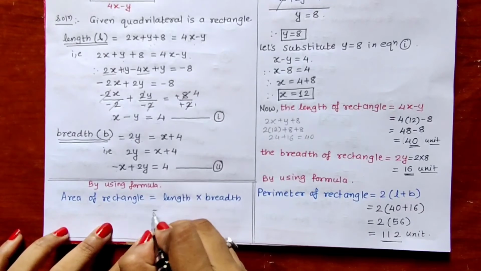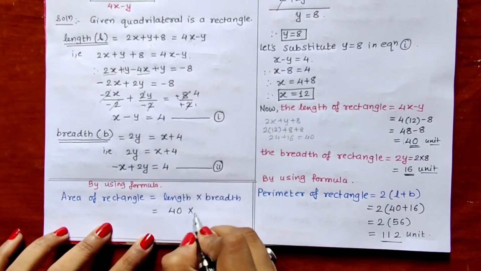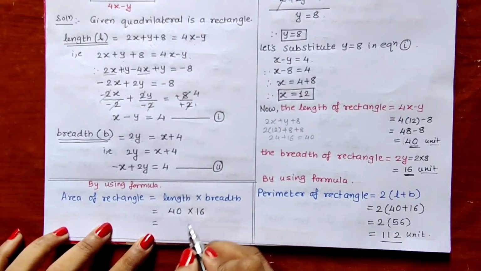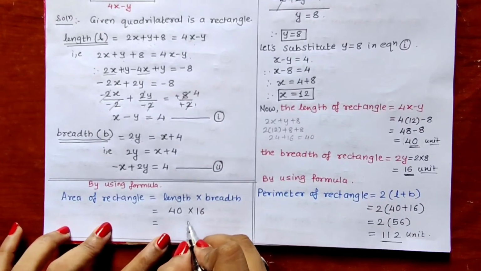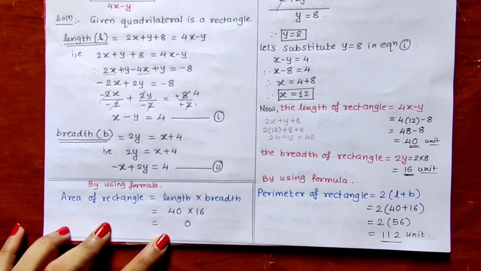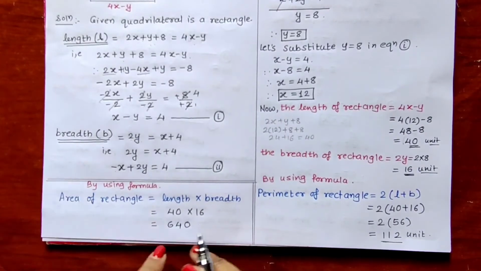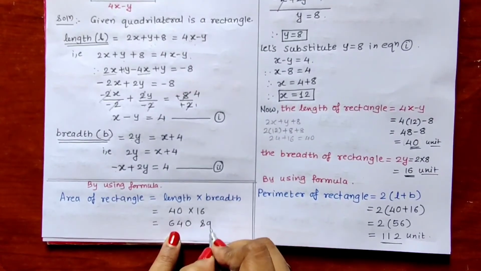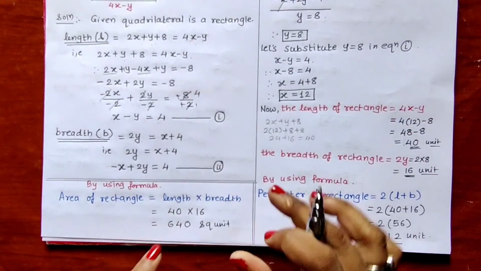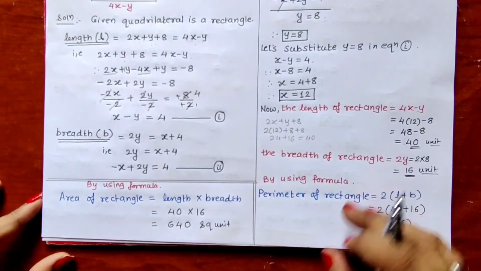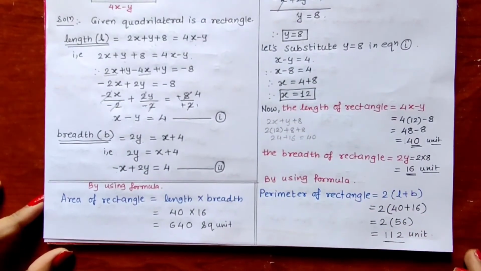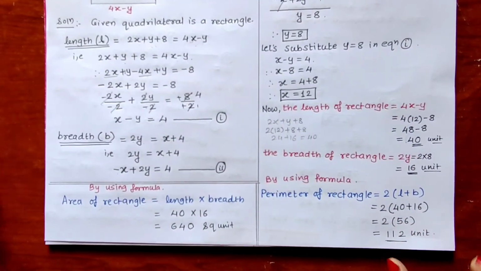Length is 40, breadth is 16. So answer is 6 into 0 is 0, 16 into 0 is 0 and 16 fours are 64. 640 square unit. Okay. This part of the sum should be written after this perimeter below. I am not having the space on my page, that's why I have written here.